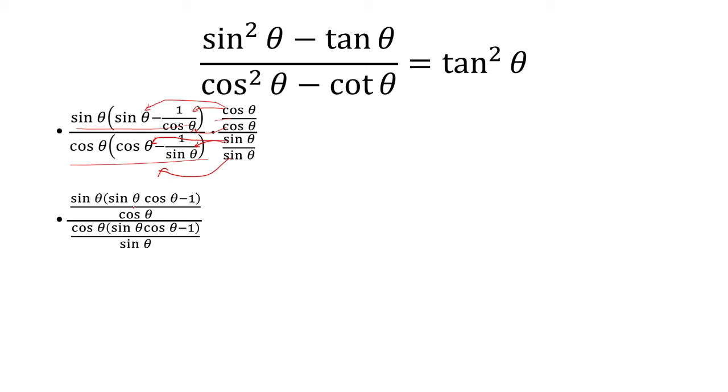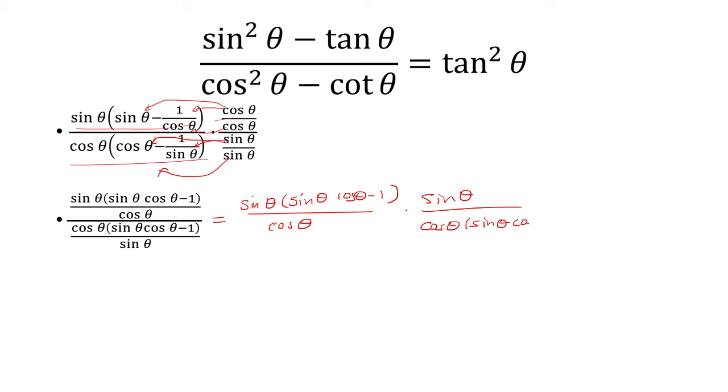Now at this point, you can think of this as dividing two fractions. And whenever you divide two fractions, you multiply by the reciprocal. So we're going to leave the top fraction alone. And then the bottom fraction, we're going to flip. So sine is going to be now the numerator. And then cosine times sine cosine minus 1 is the denominator.